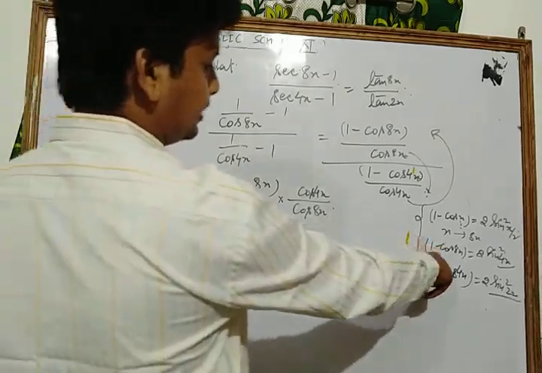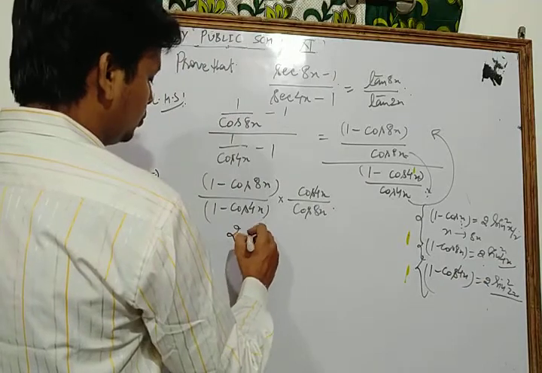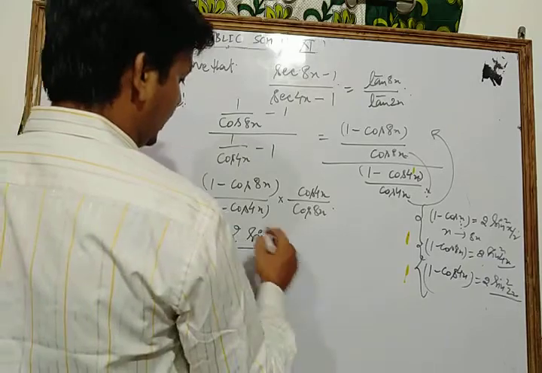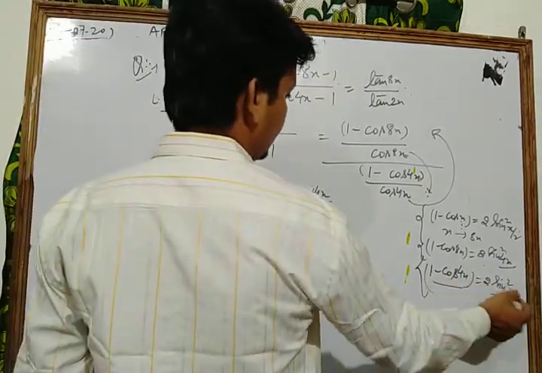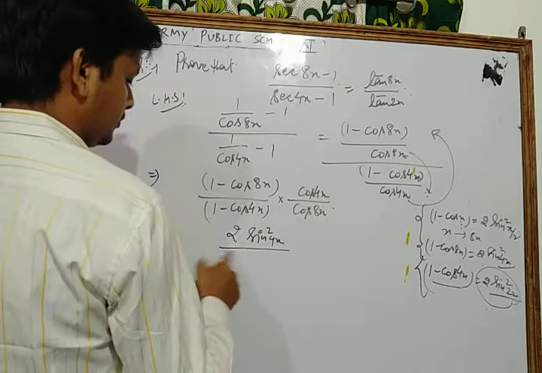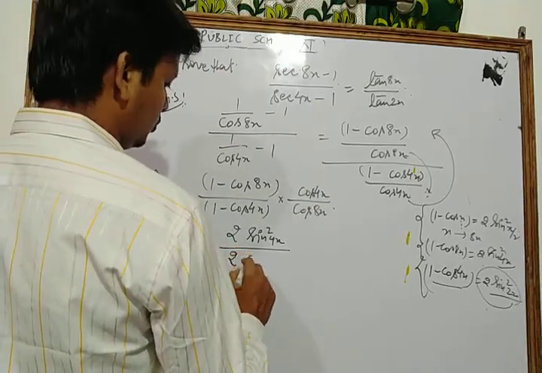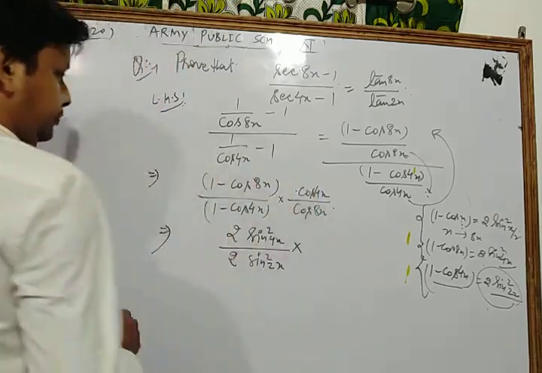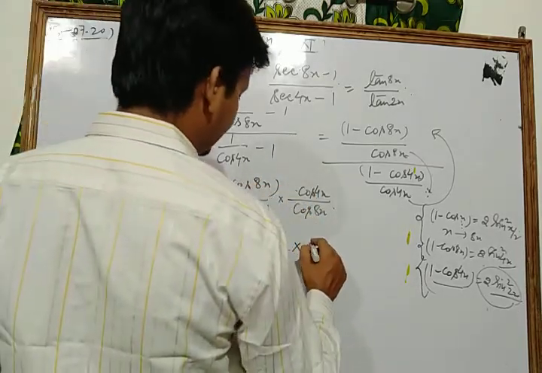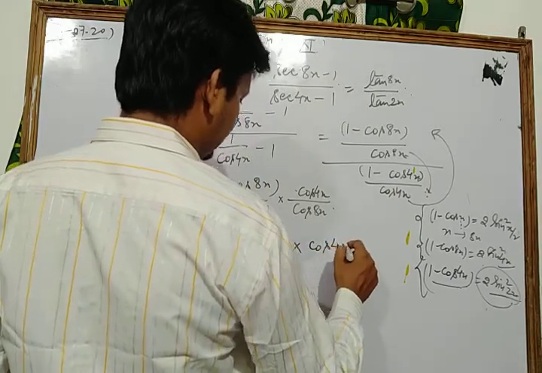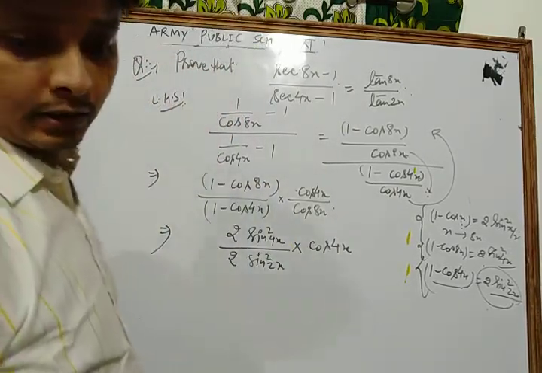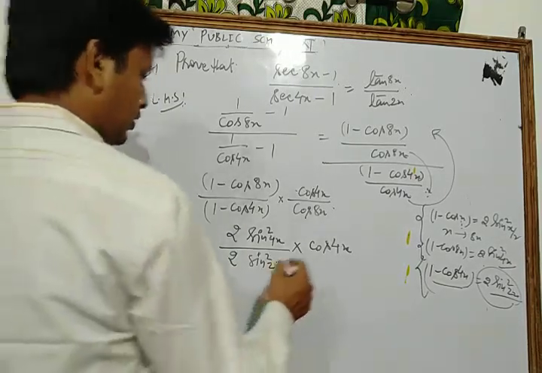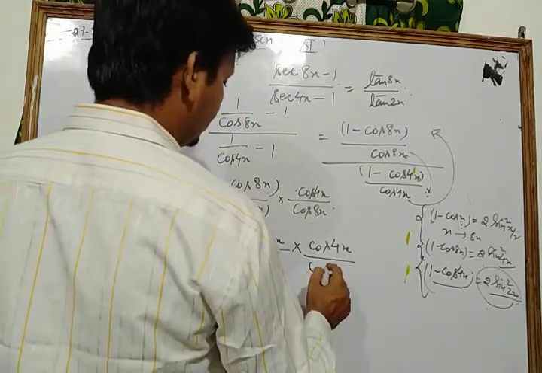1 minus cos 8x, what do I write? 2 sine square 4x upon, in the denominator, 1 minus cos 4x, we write 2 sine square 2x. And here we write cos 4x as it is. Okay, upon, in the denominator we write cos 8x as it is.